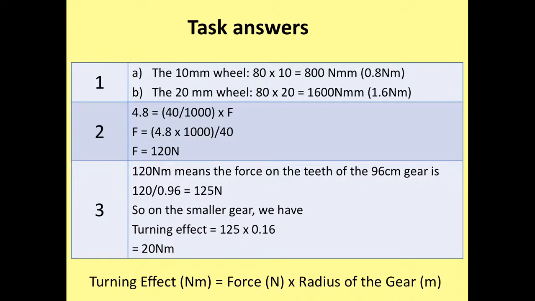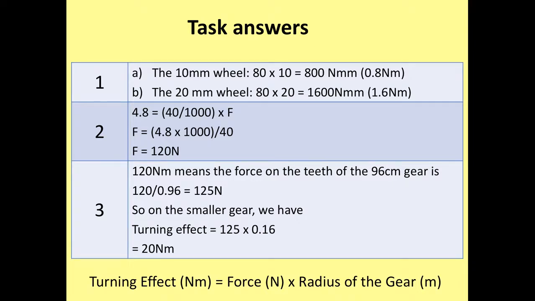So, with the 10 mil wheel, you've got 80 newtons times 10 mil gives you 800 Newton millimeters. That's not a standard unit, so it's 0.8 Newton meters. 20 millimeter wheel, 80 times 20, 1600 Newton millimeters. See the pattern there? We have doubled the radius, we have doubled the turning effect. That's not a random thing.